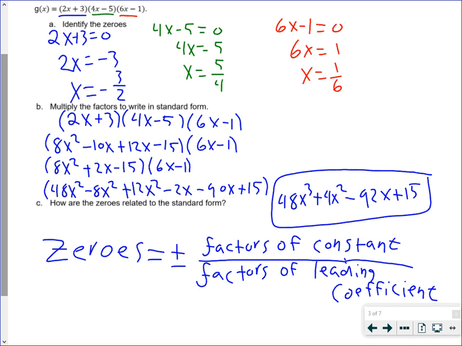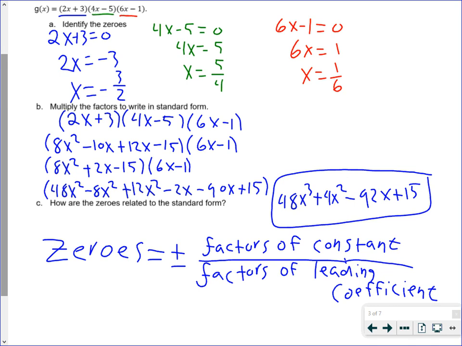That holds true. For x equals 5/4, 5 is a factor of 15, which is our constant, and 4 is a factor of 48, which is our leading coefficient. So that holds true as well. And lastly, we have x equals 1/6. 1 is a factor of 15, which is our constant, and 6 is a factor of 48, which is our leading coefficient.